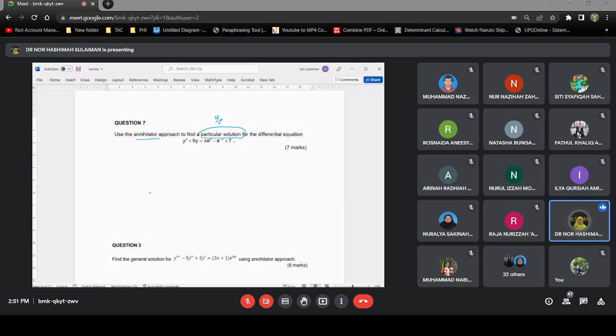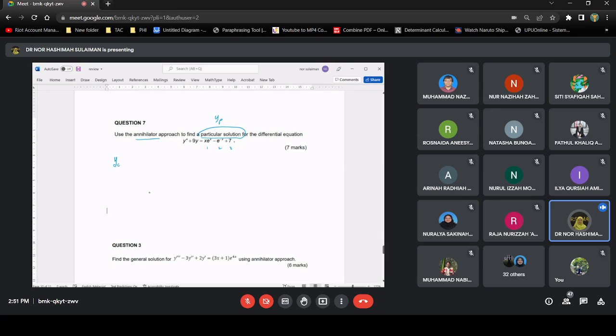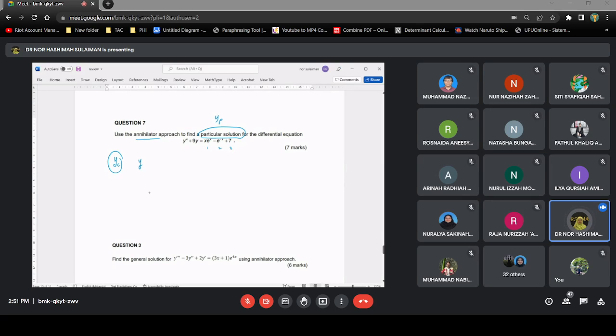Okay, so kita tengok yang ini. Nampak tak dekat sini kalau perhatikan yang sebelah kanan ni ada berapa sebutan? 1, 2, 3. Ada 3 benda kan? So kita kena cari apa dulu? Dia nak particular solution, so maknanya kita kena cari YC dulu. Nak cari YC, you just let the expression on the right hand side equal to 0.